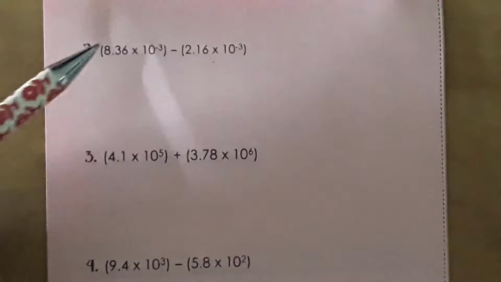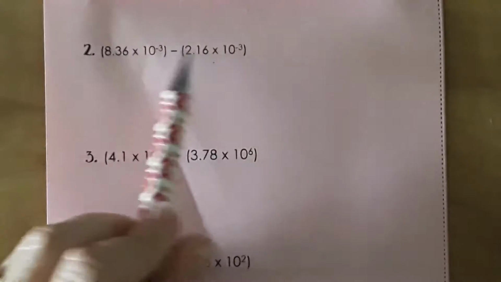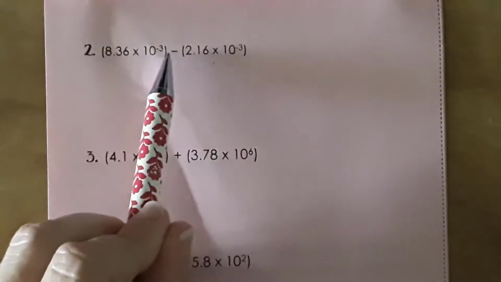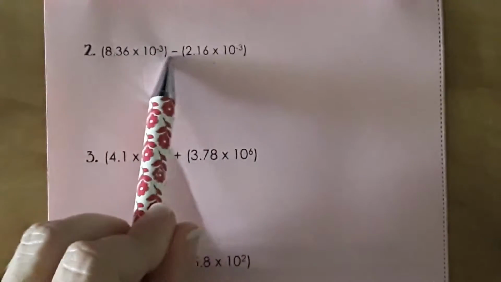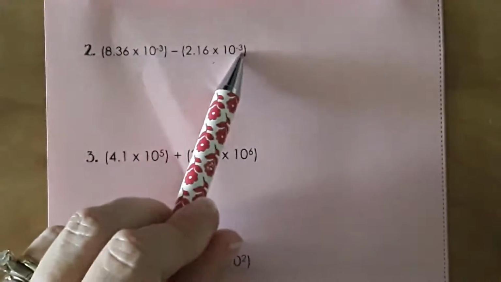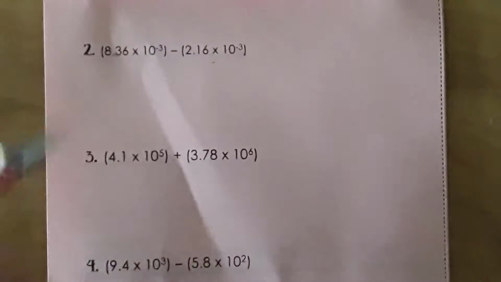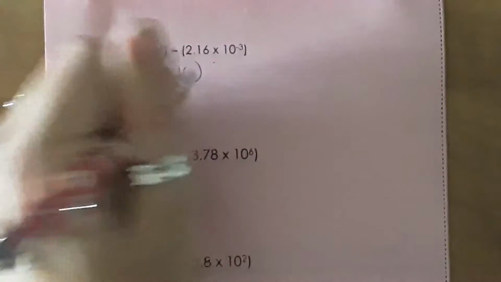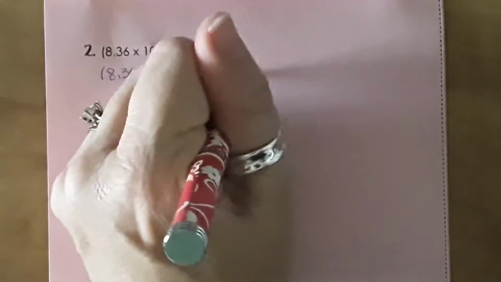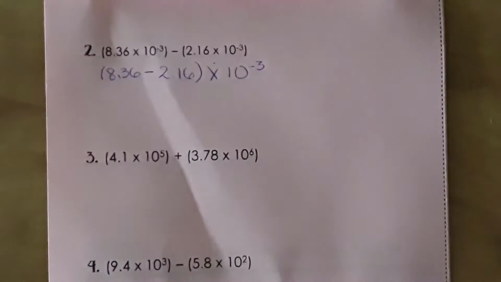All right, let's look at number 2. With number 2, if you notice, they are both to the what? Negative 3 power. Since they're both to the negative 3 power, and it's telling me to subtract, I can because they both have the identical, same power. So we're going to rewrite it as 8.36 minus 2.16, and then again times 10 to the negative 3 on the outside.